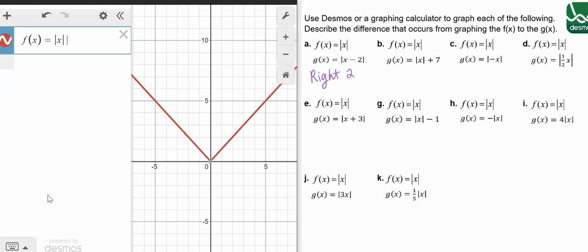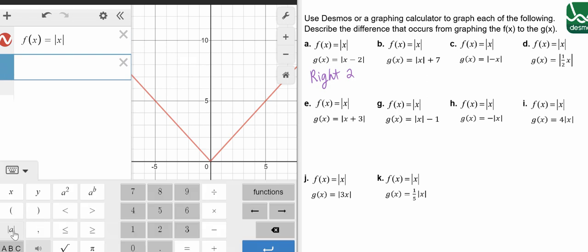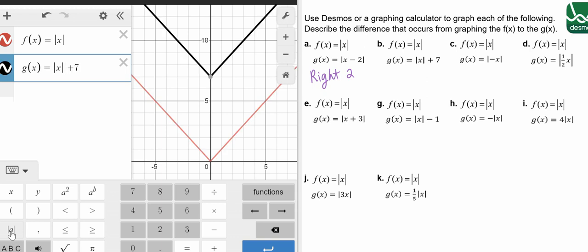So let's go ahead and do letter B. So we'll get rid of that one. And then we're going to do our g of x equals the absolute value of x plus 7. Now notice how this graph has changed. It's the same size, the same shape, but now it has moved up 7. So here it's gone up 7 units.